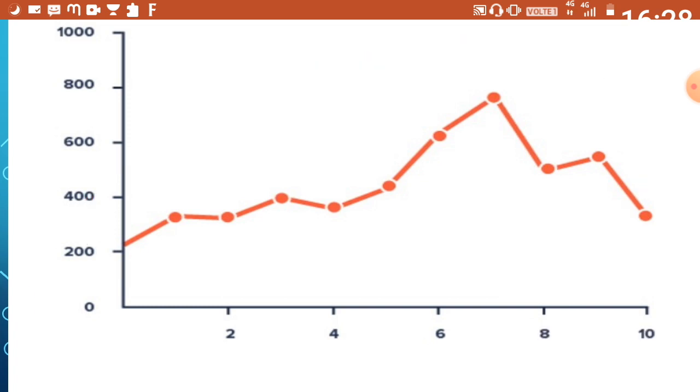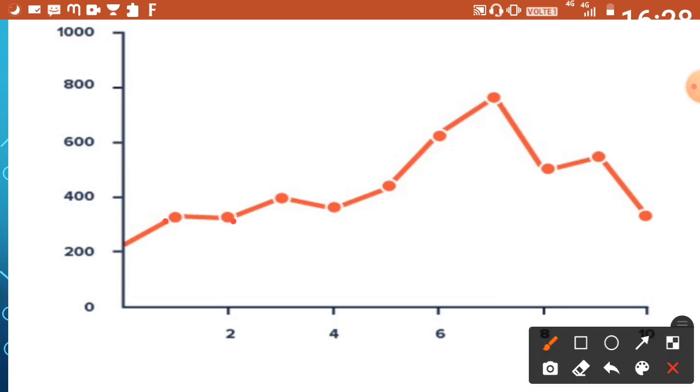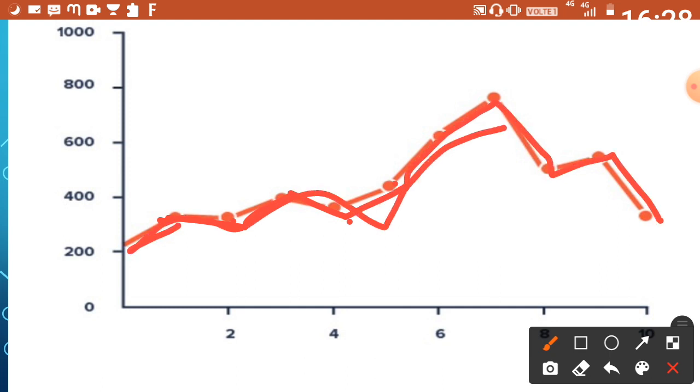This is how the line graph is plotted, only lines. What you have to do is first plot the points, then join the points. That's it about your line graph.